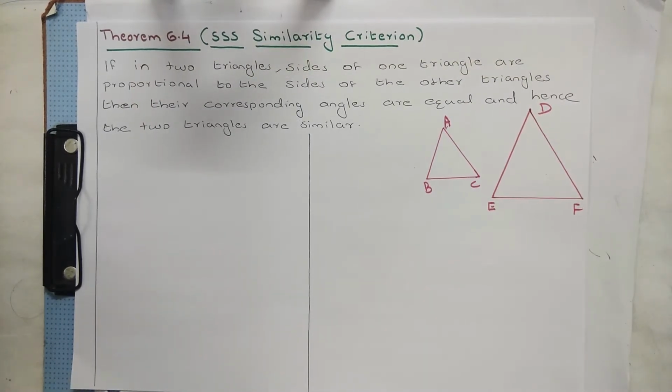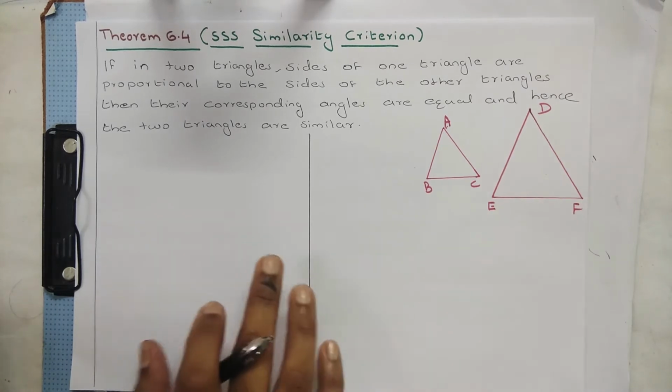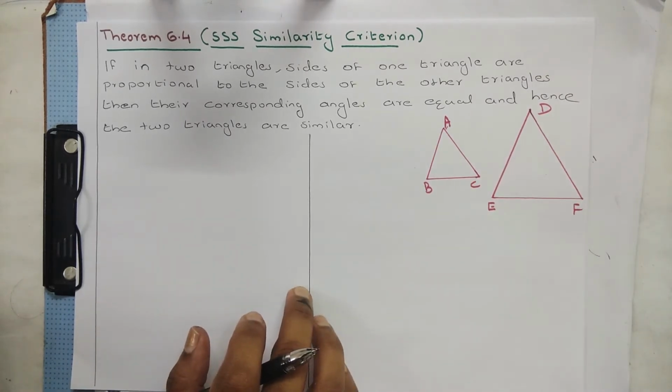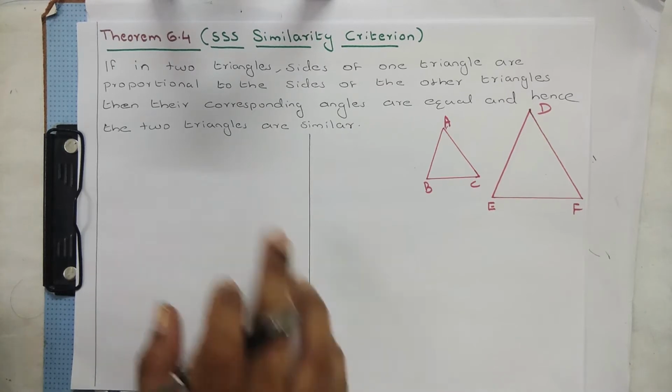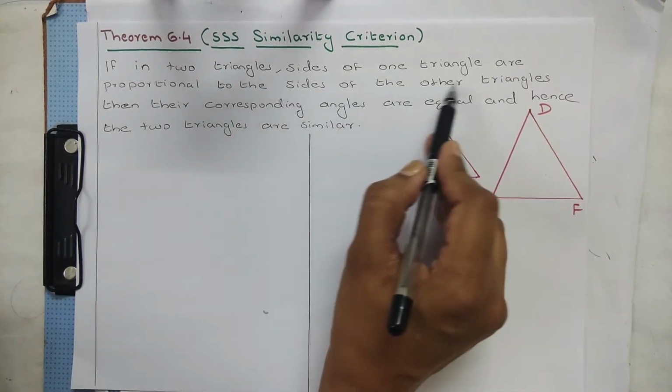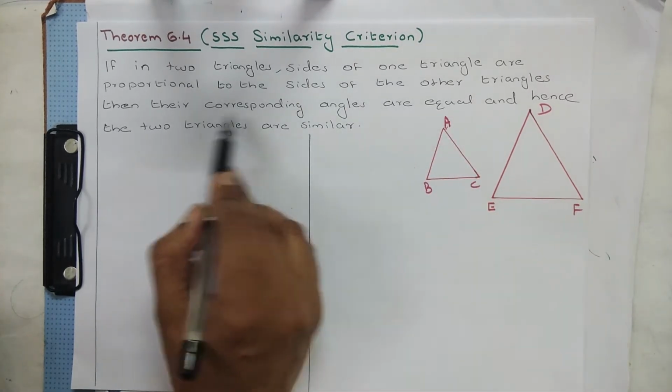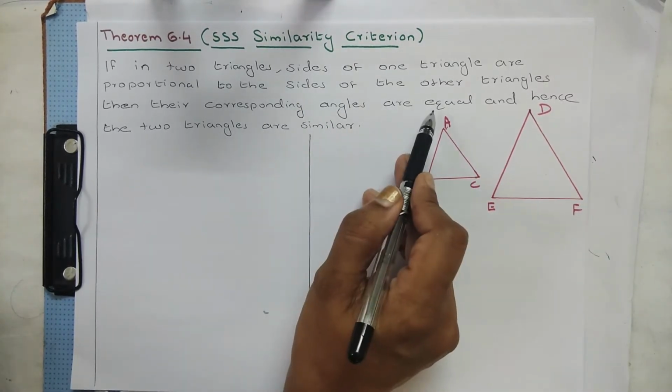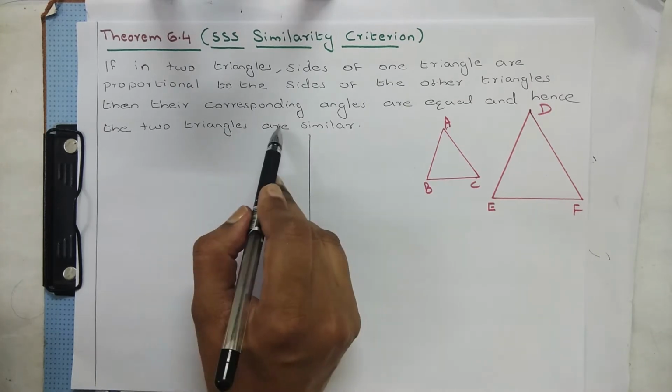Explain theorem 6.4, that is the side similarity criterion, or simply SSS similarity criterion. We will read the statement. Before that, we learned the AAA similarity criterion. In that, if corresponding angles are equal, then the sides are proportional, then the two triangles are similar, right? Here, if in two triangles, sides of one triangle are proportional to the sides of the other triangle, then their corresponding angles are equal and hence the two triangles are similar.